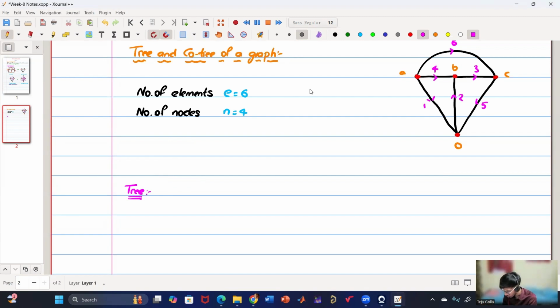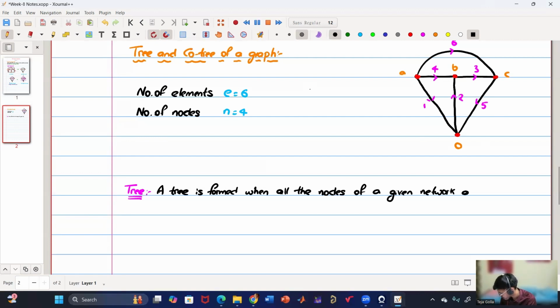A tree is formed when all the nodes of a given network are connected without forming any loop. Let me consider one example so that it will be easy.